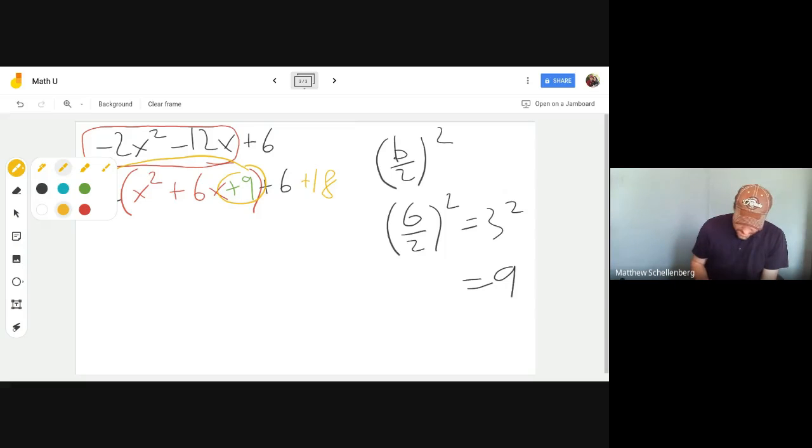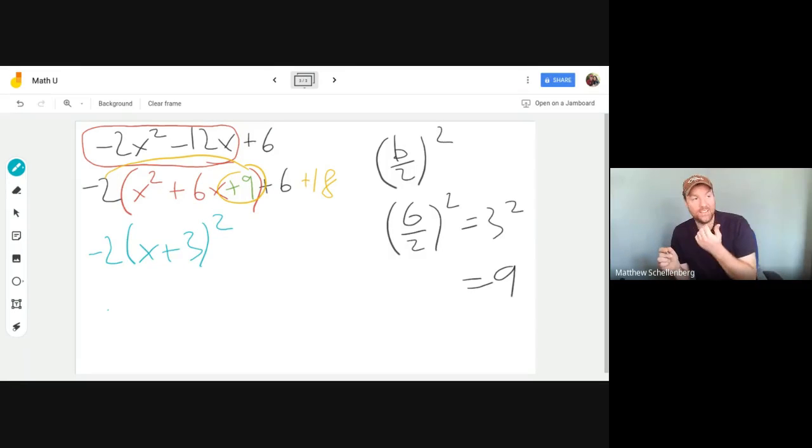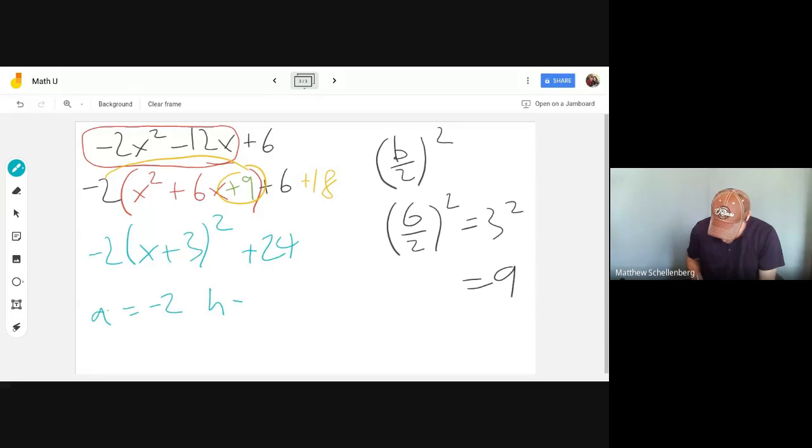So what does this become? All in all, we get negative 2 times (x plus 3) squared. And I did that because I did the perfect square, because that was the whole point of completing the square. So we'd have a perfect square. And then 6 plus 18 is 24. And so we get a is negative 2. H is negative 3. Don't forget about the flipping of the sign for the H. And K is 24. Thank you very much.